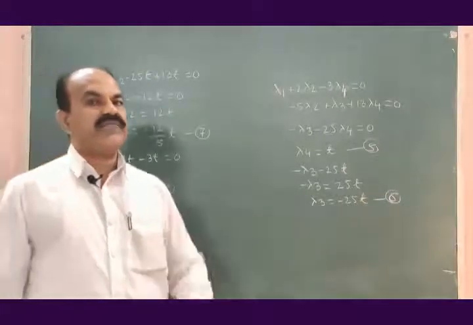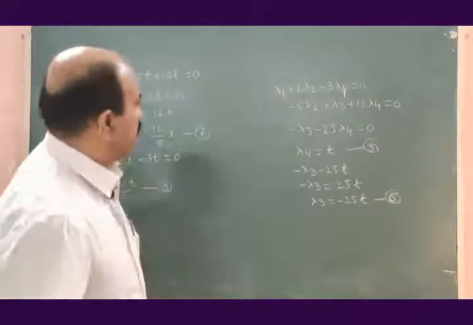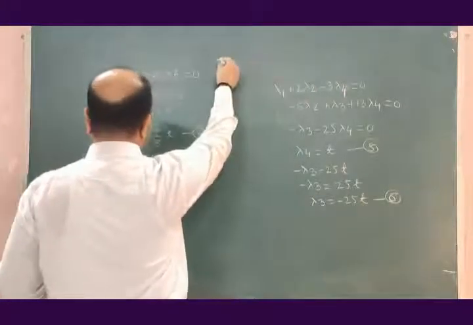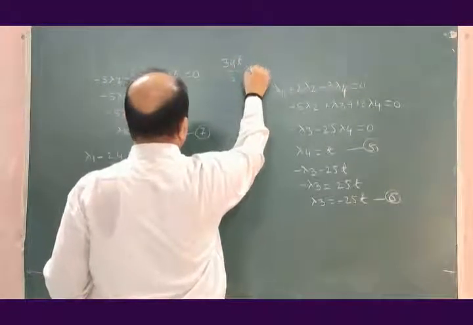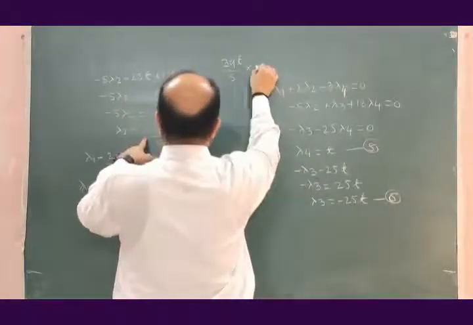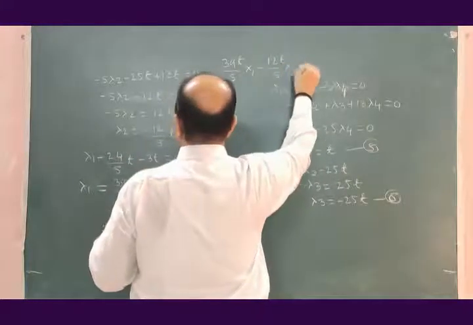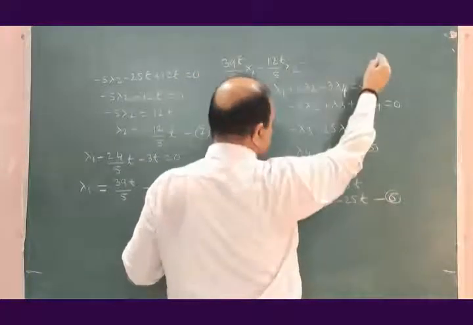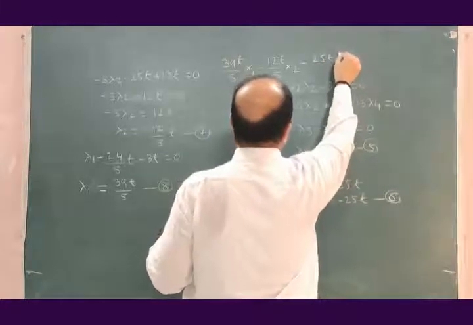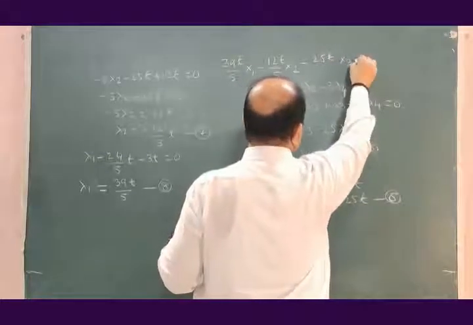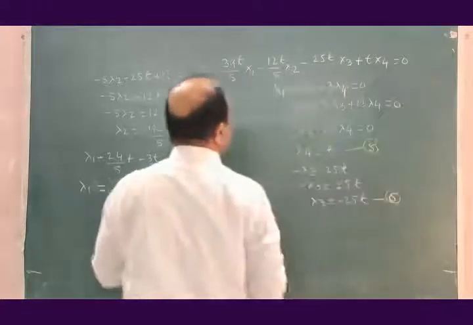Now, let us substitute values of lambda 1, lambda 2, lambda 3 and lambda 4 into the equation lambda 1 x1 plus lambda 2 x2 plus lambda 3 x3 plus lambda 4 x4 to get 39t divided by 5 into x1 minus 12t divided by 5 into x2 minus 25t into x3 plus t x4 is equal to 0.